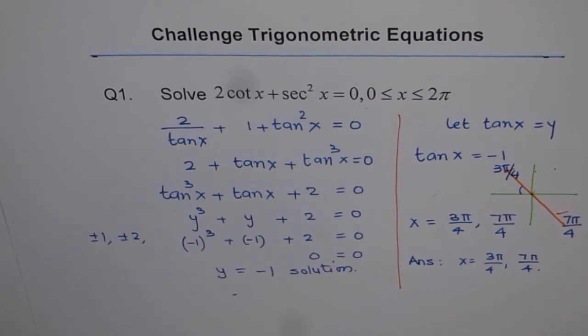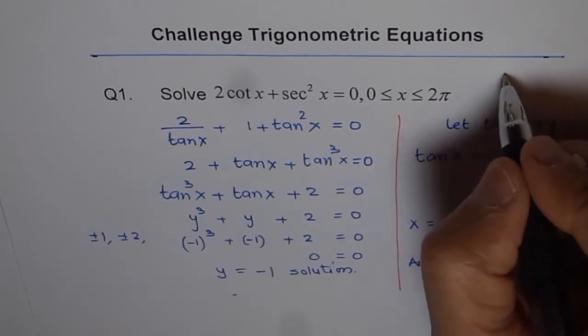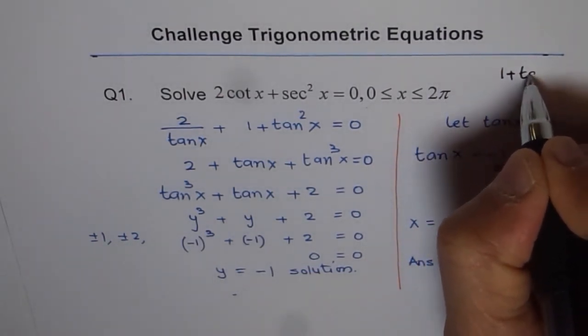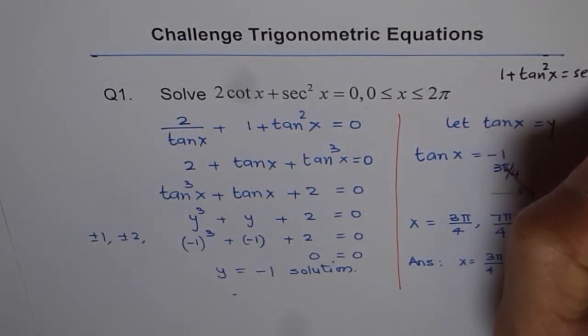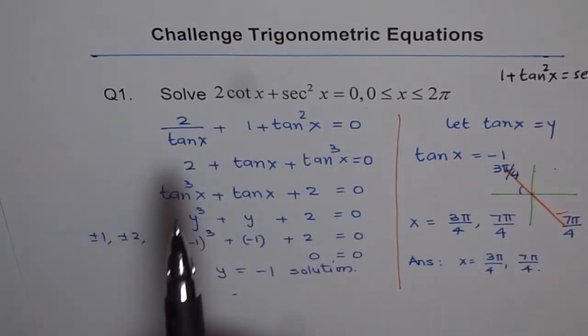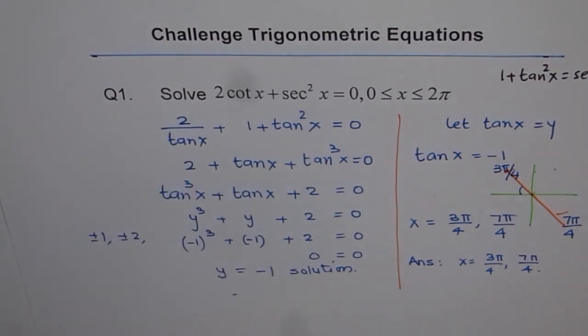Now this is a very critical question, and you understand the strategies which we adopted to solve it. The strategy was to write the equation in terms of tan, and we used the Pythagorean identity, that was 1 plus tan square x equals secant square x, right? And you know cotangent is the reciprocal of tan. So that is how we are going to solve it. I hope you understand and appreciate the method.